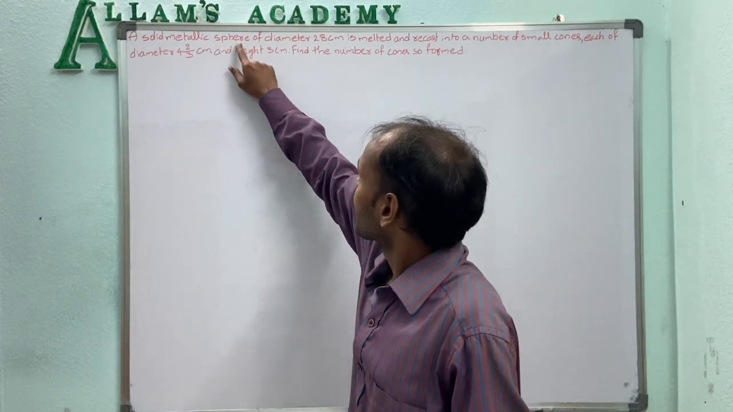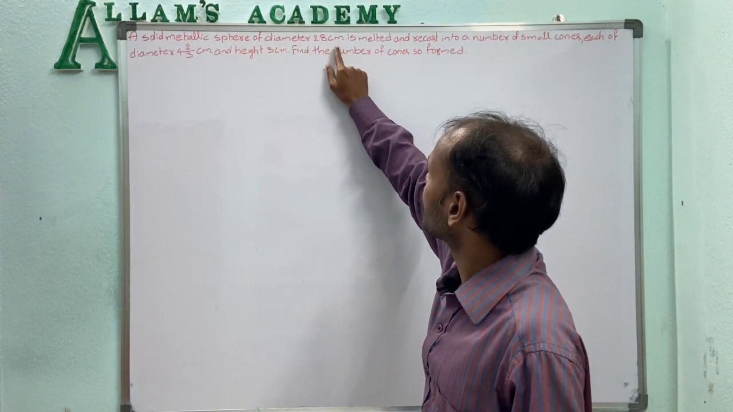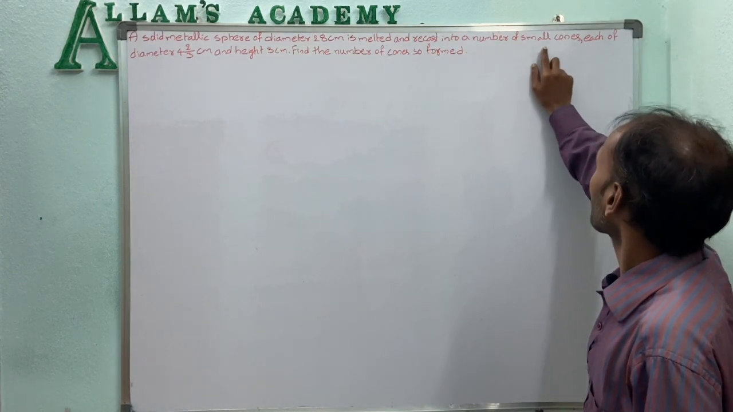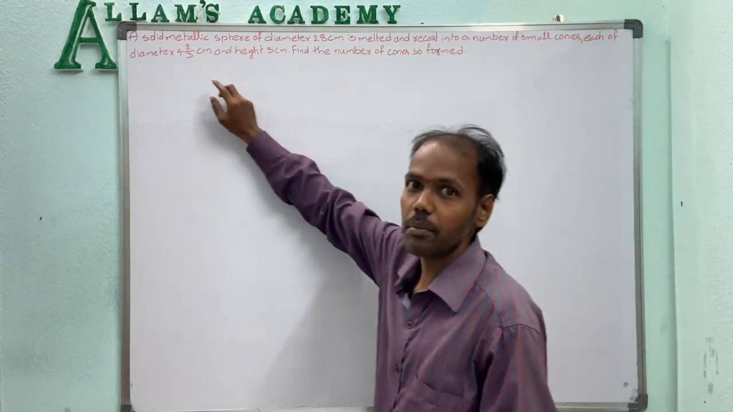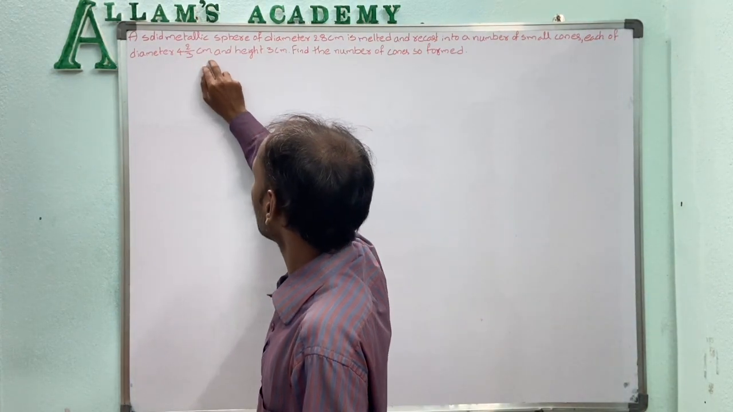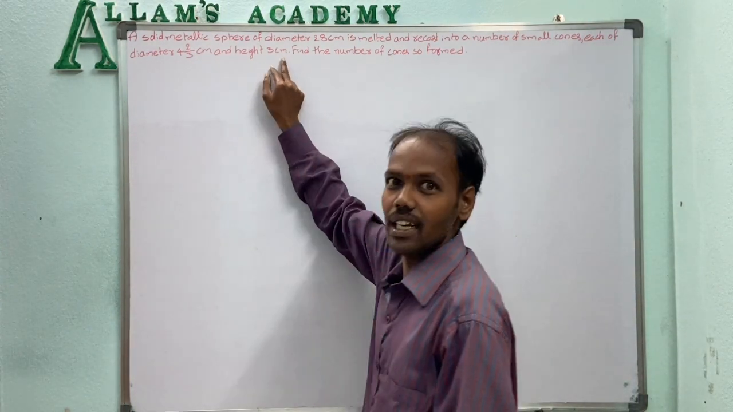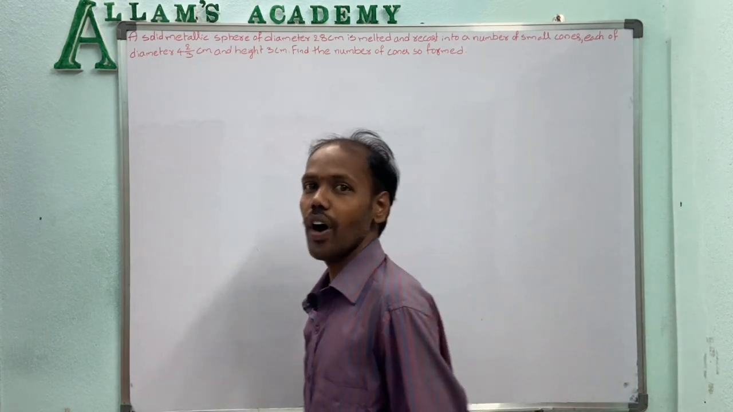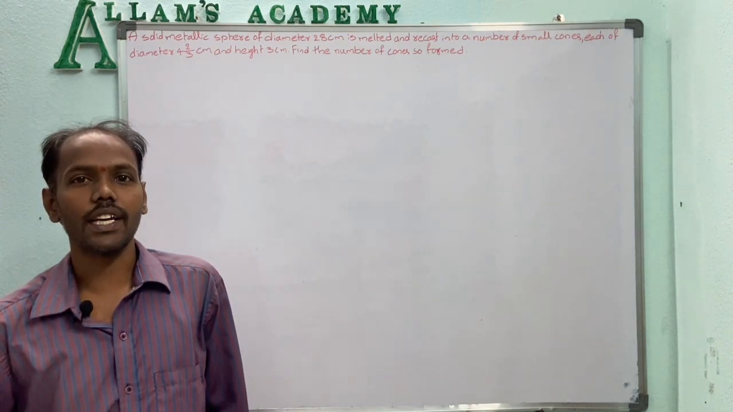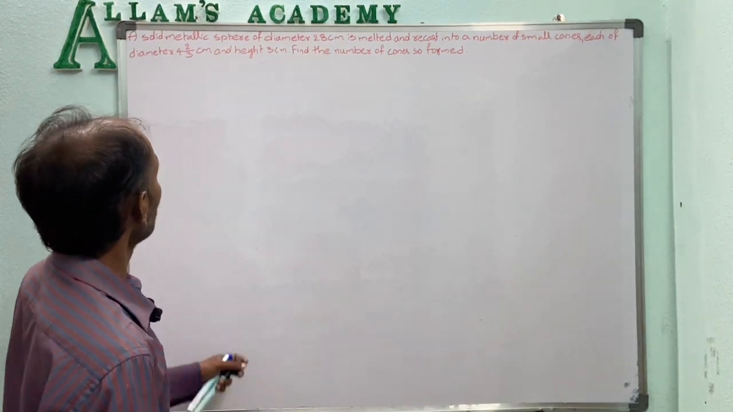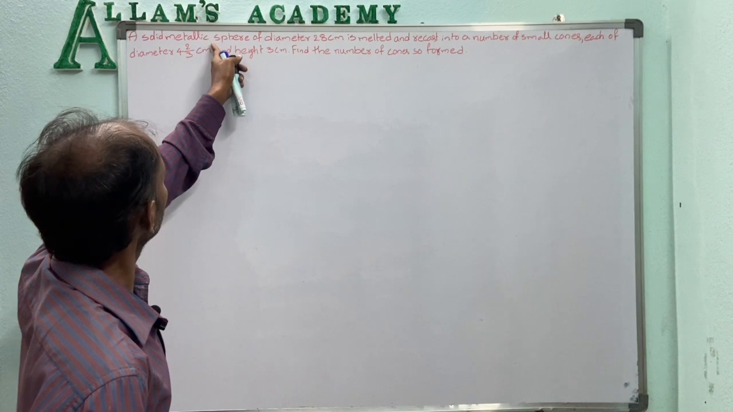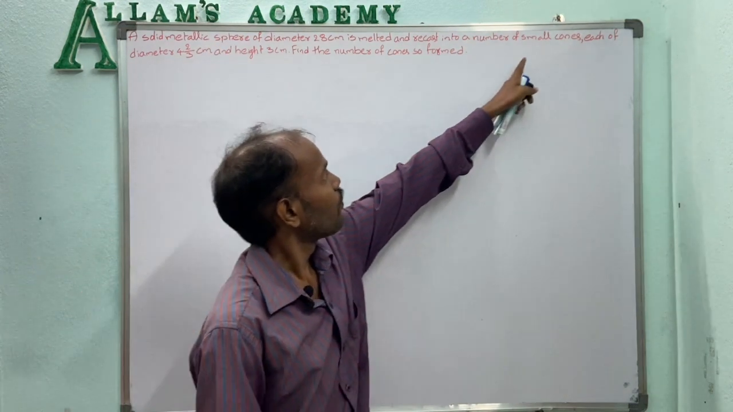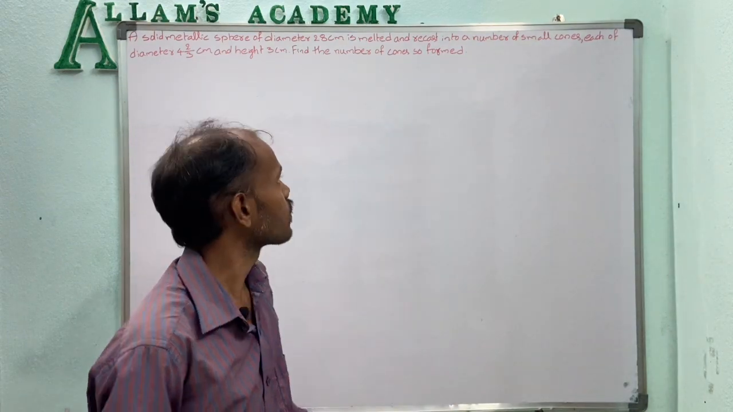A solid metallic sphere of diameter 28 centimeters is melted and recast into a number of small cones, each of diameter 4 2/3 centimeters and height 3 centimeters. Find the number of cones so formed. So that is the problem given. Here the volume of the spherical metallic ball is equal to the volume of the cones.